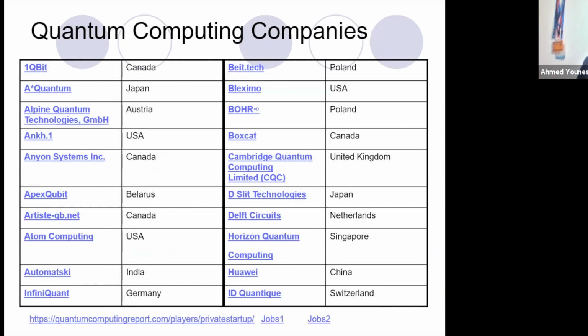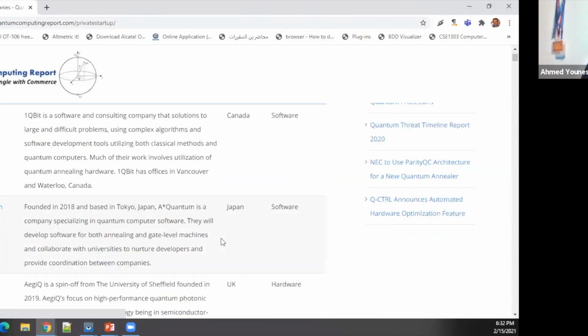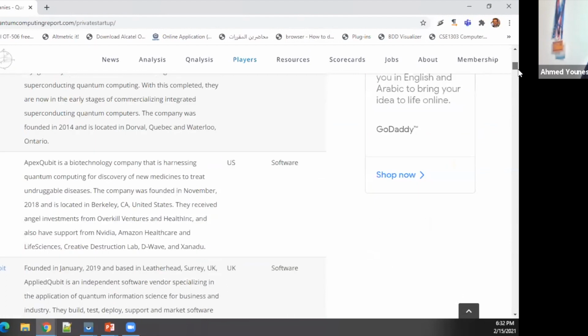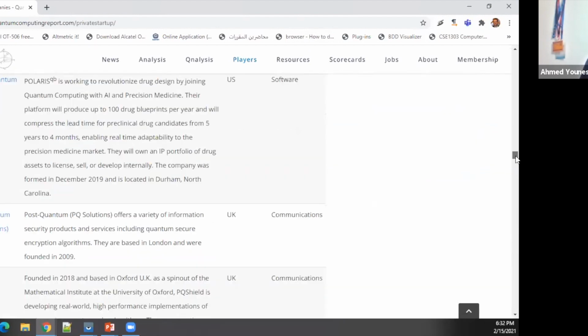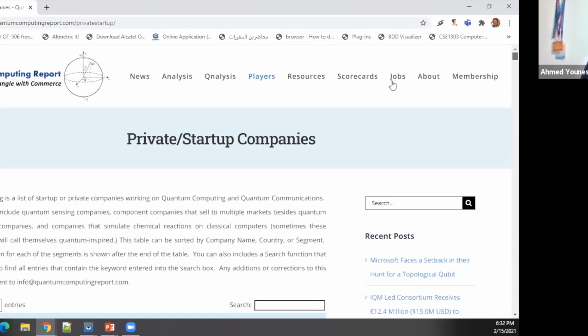And you can check also in this website, Quantum Computing Reports, that we have many startups all over the world. So if you don't have your startup, do your startup now. You have many companies all over the world which are working in quantum computing in different specialties, and there are many jobs.